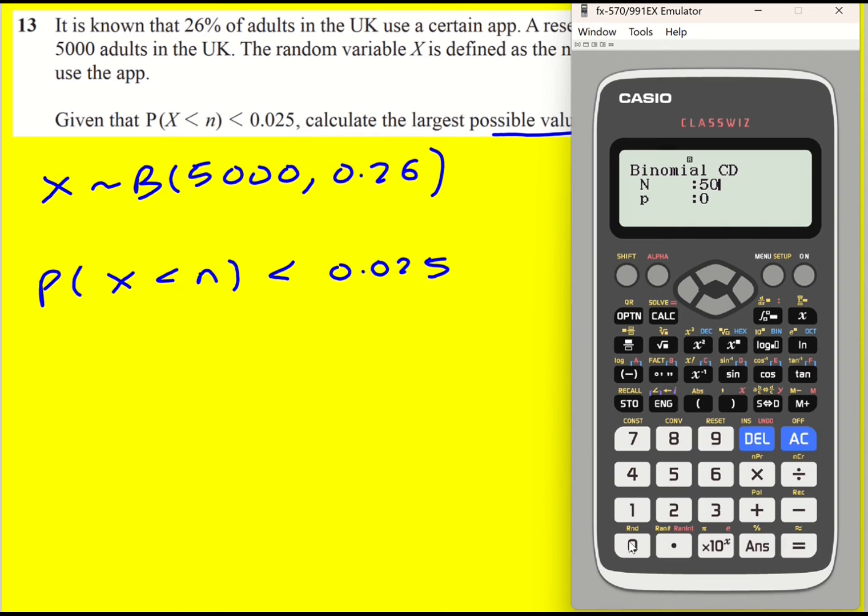So n is 5,000, p is 0.26, and we get some very small probabilities. Okay, so we need to go bigger. So let's go 1,500. 2,000 seems like it's going to be a bit too big, but let's just go for it. It doesn't take too long. Okay, so they're way too big.